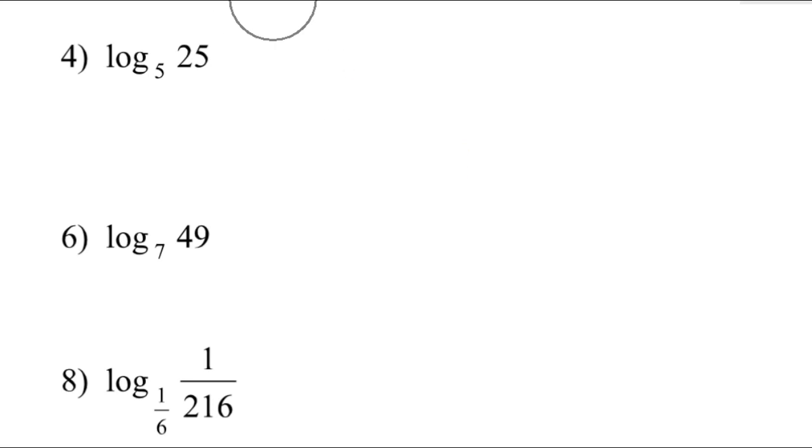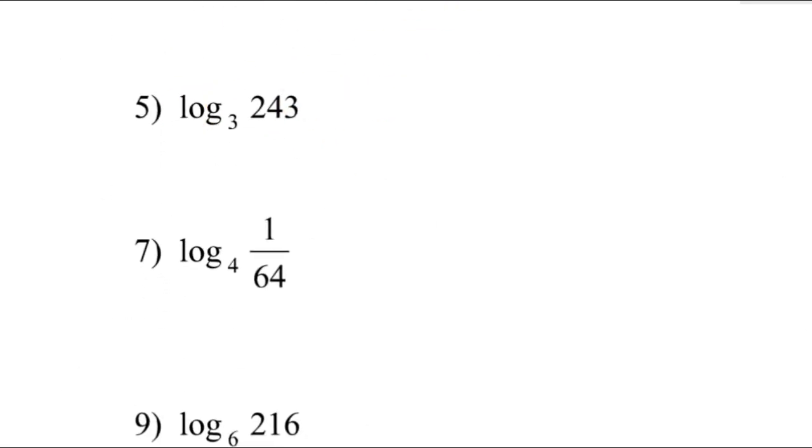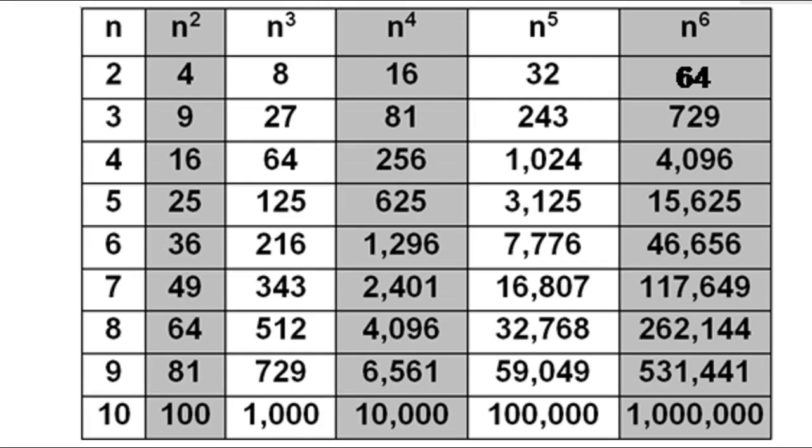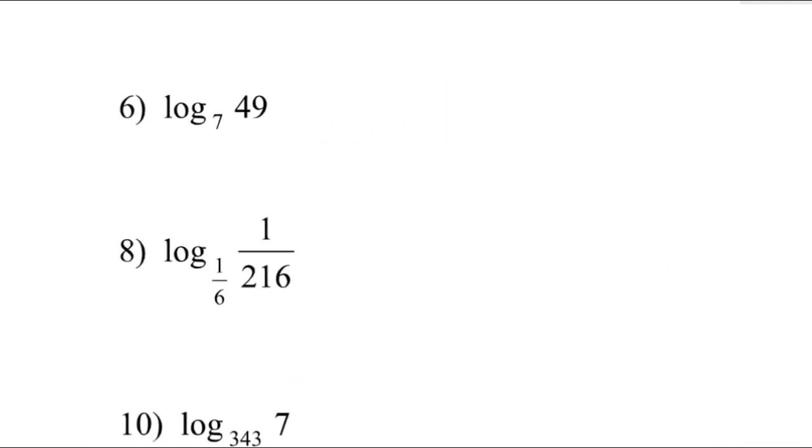Okay, but let's jump over to number 4. What power turns 5 into 25? That's 2. Number 5. What power turns 3 into 243? Well, let's see. Boom! 5th power. So the answer is 5. Number 6. What power turns 7 into 49? Power of 2.